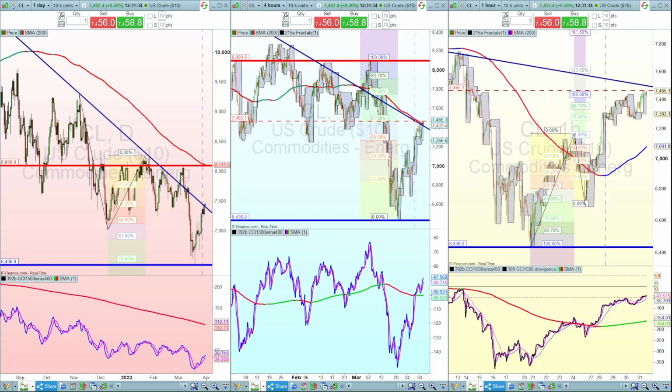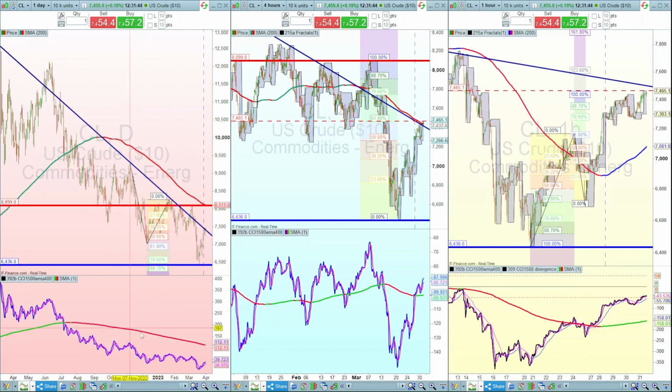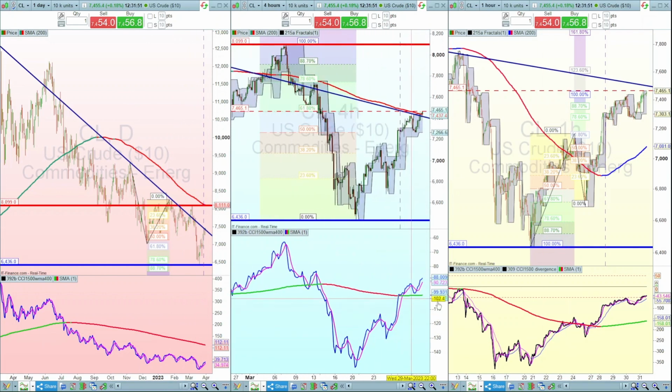Today is March 31, 2023. This is the US crude oil price update. On the daily, 4-hourly and the hourly charts, you'll notice on the daily we're still in a downtrend. On the CCI 1500 with the moving average, still in decline. Whereas on the 4-hourly and the hourly, they've both broken through their moving averages and that's in an uptrend.